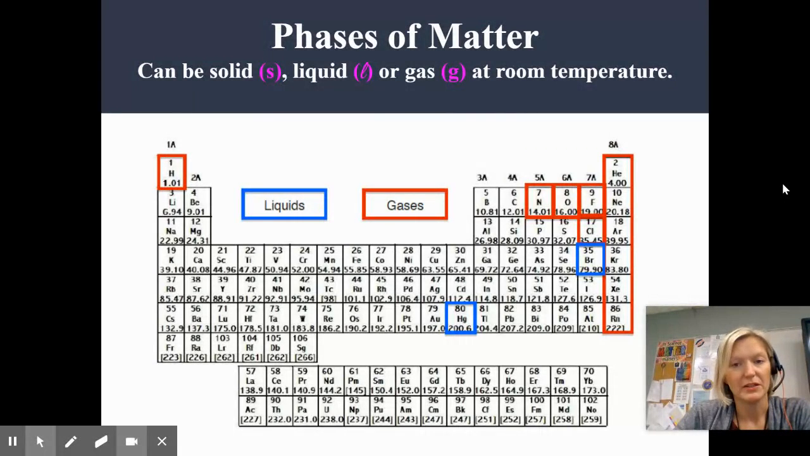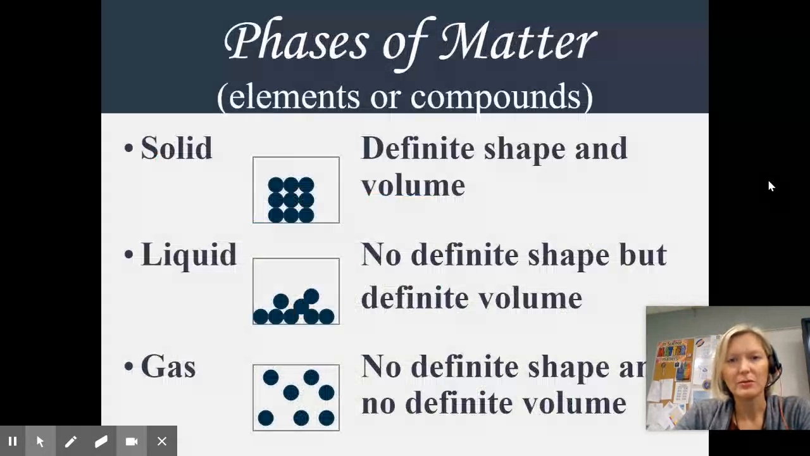Now we write them as solid, liquid, or gas: S, L, or G. And what you can do in your notes, use Table S in the New York State reference table, find the melting point, find the boiling point, and determine, is it solid, is it liquid, or is it gas?